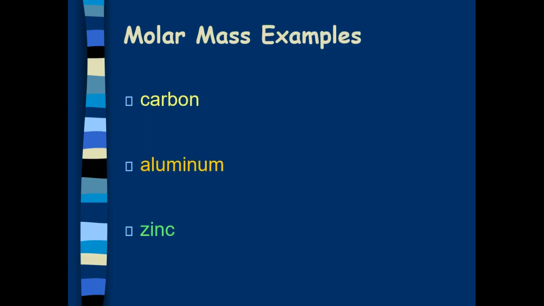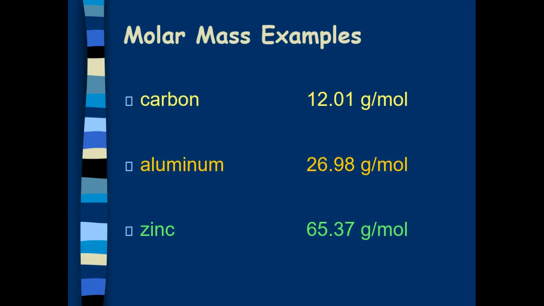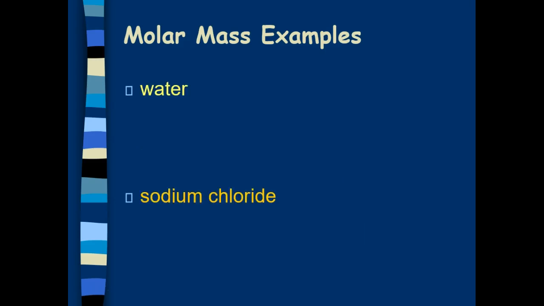So how is molar mass expressed? Carbon, you go to the periodic table, it's 12.01 grams per mole. Aluminum, 26.98 grams per mole. Zinc, 65.37 grams per mole. We're going to round to 2 decimal places just like we did with everything else.